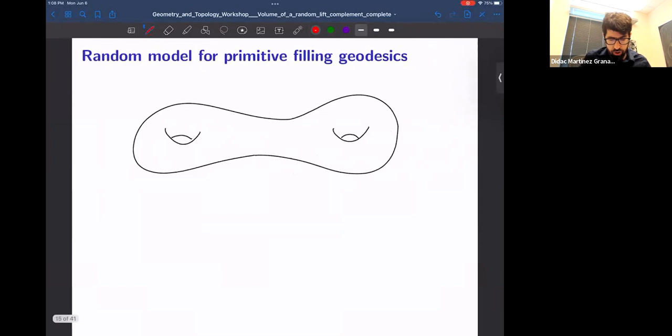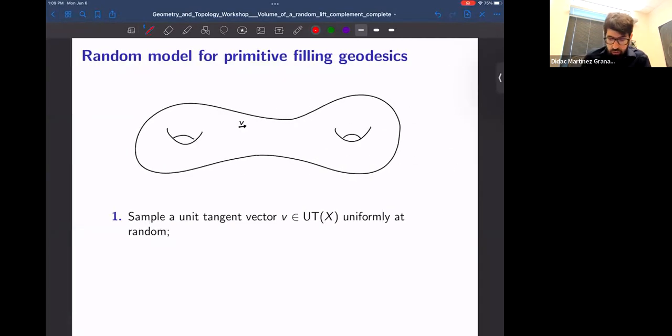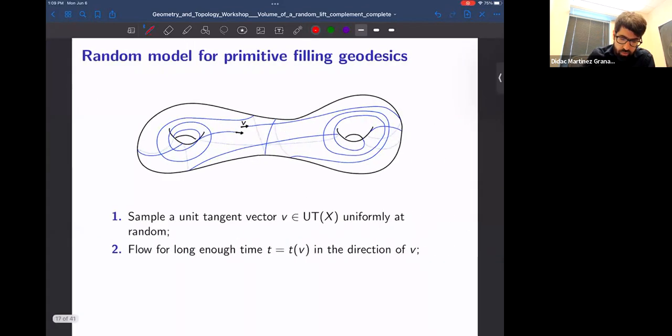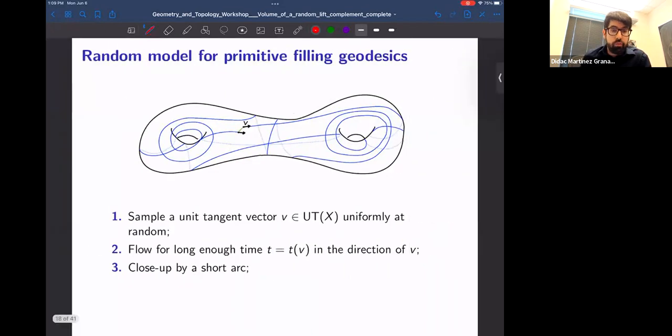And what can we show? Well, first of all, I need to tell you what model of random geodesic we pick. So what do we mean by generic geodesic or random closed geodesic? Here's one model that has been considered before. Take your surface X and pick a unit tangent vector v uniformly at random. So you pick a point of the unit tangent bundle at random with respect to the Liouville measure. And then flow by following the trajectory of the geodesic flow for a long time t until you get back close to where you started in the unit tangent bundle. Then you can close off this trajectory by some short arc, and you get a closed curve on the surface, which, if you want, you can pull tight to a closed geodesic.